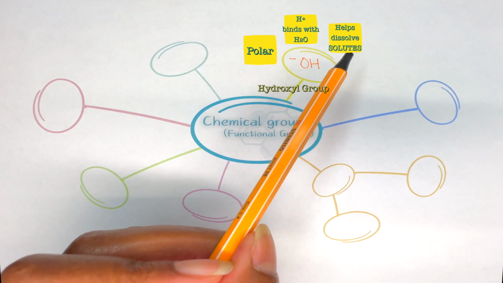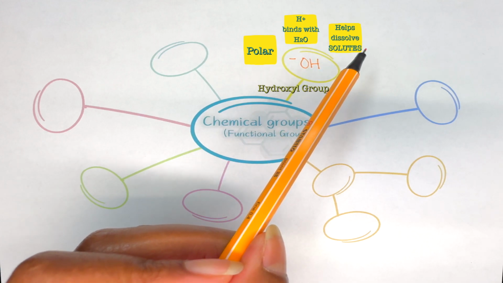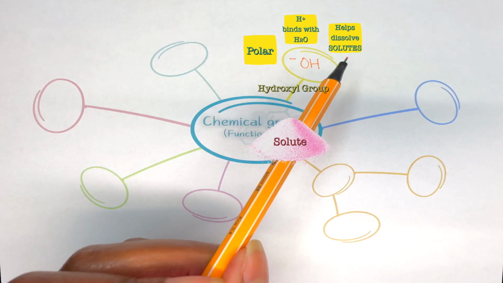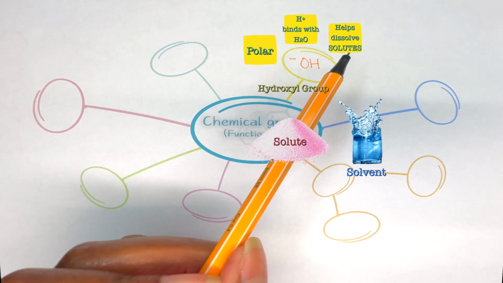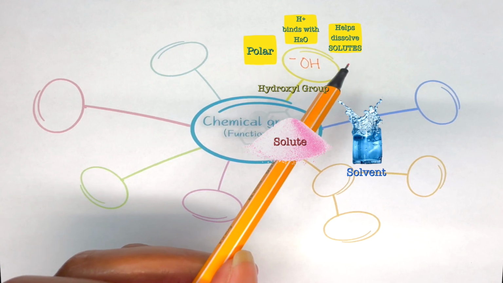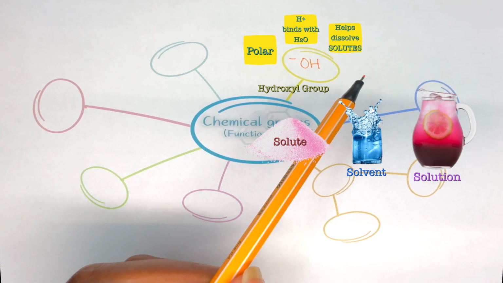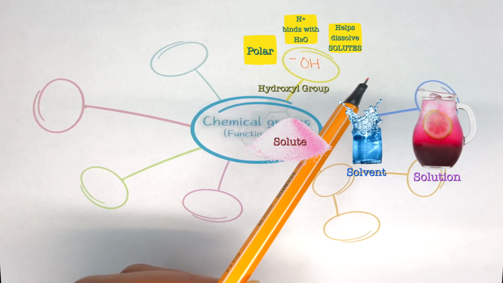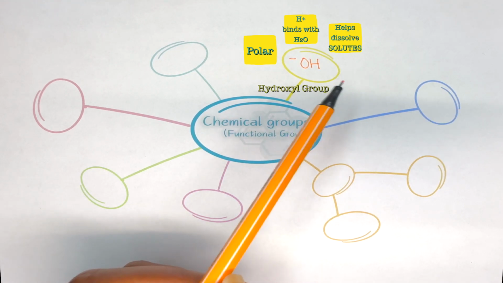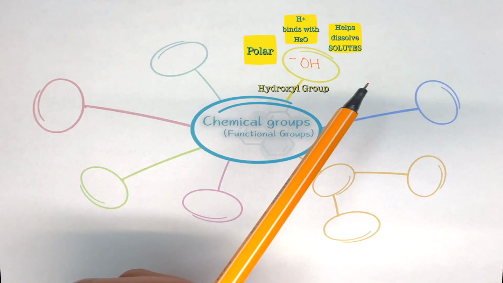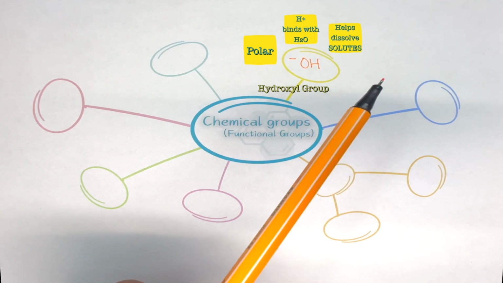When we're talking about a solute, you can think of it like Kool-Aid. The powdered part of the Kool-Aid is the solute, while the solvent is the water. So when we have the solute plus the solvent, we get a solution, which is Kool-Aid. Delicious. Hydroxyl groups are really good at helping dissolve different solutes, like salts and sugars.